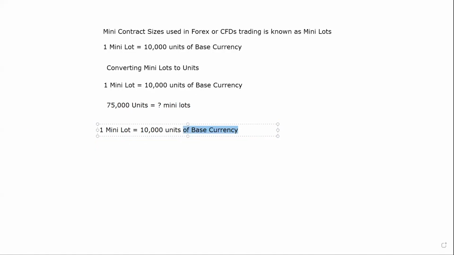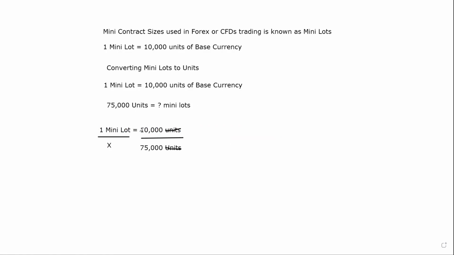So we're going to use the direct proportion here, and we're gonna just place the values here. Okay. So we know that 1 mini lot is 10,000 units. Now we know the value of 75,000 units, but we don't know how many mini lots it is. So it's very simple. We're gonna place here 75,000 units. And here we're gonna place the variable X. Okay. Now we're gonna apply the division rules. Units and units will cancel out.